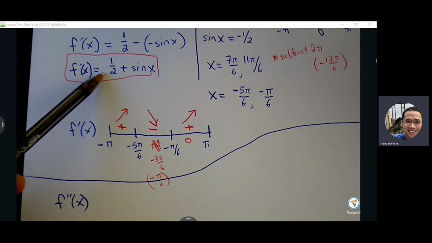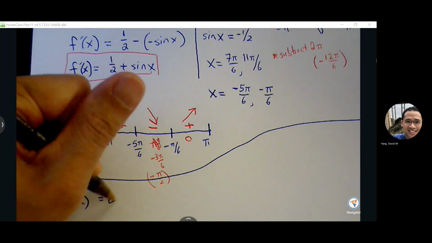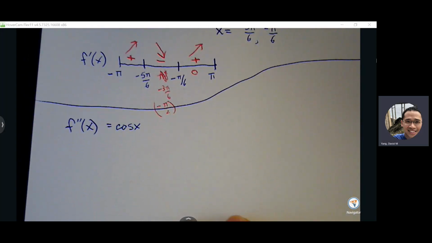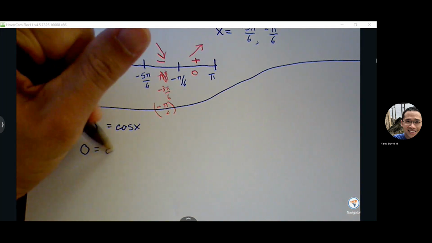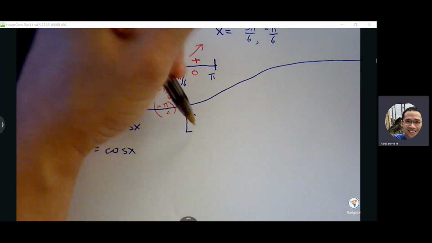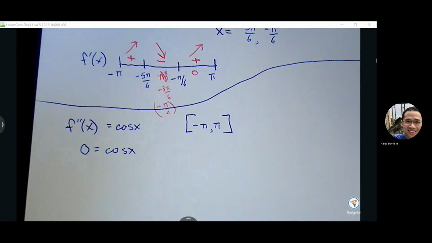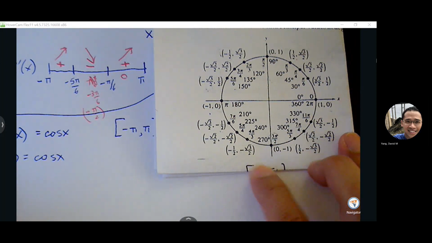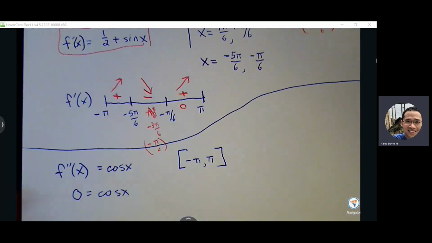Okay, so second derivative: 1/2 goes to 0, sine x becomes cosine x. Set our second derivative equal to 0. Again, same interval here from negative pi to pi. So where's cosine equal to 0? Pi over 2 and 3 pi over 2.